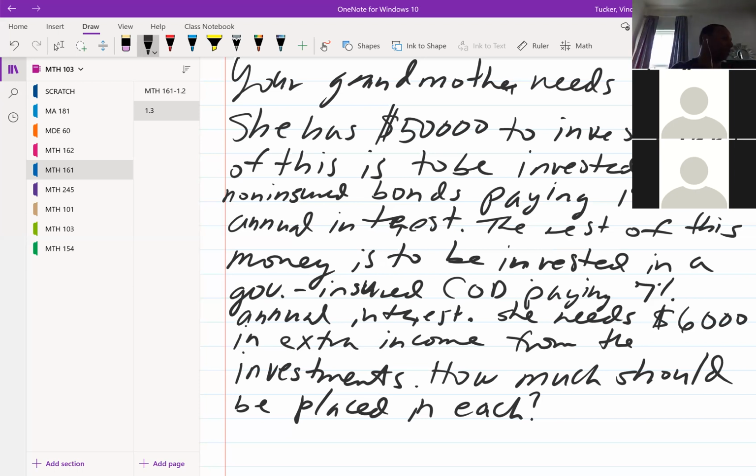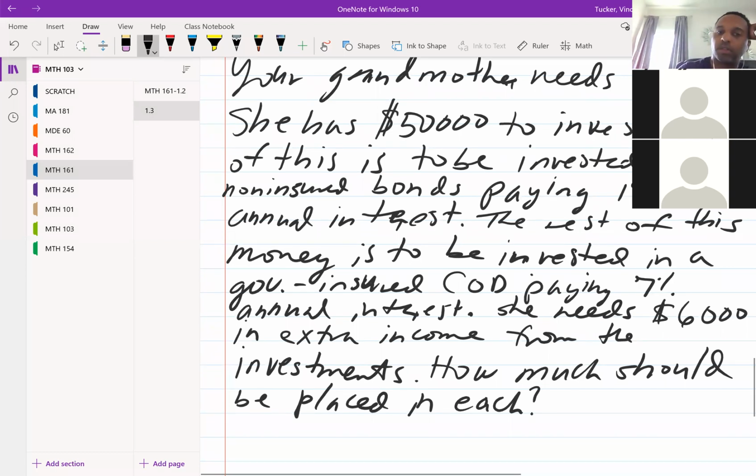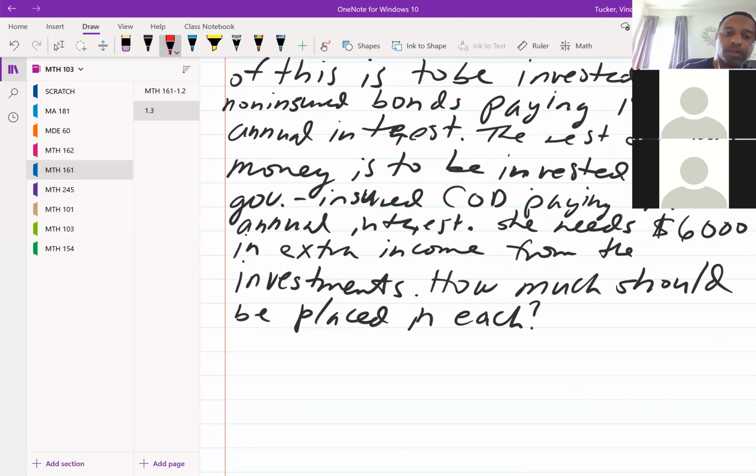So I'll give you a few seconds to finish writing that. All right, so we have two accounts here. We have one that's paying 15% annual interest, and the other is paying 7% annual interest. So that's how we'll start off labeling.